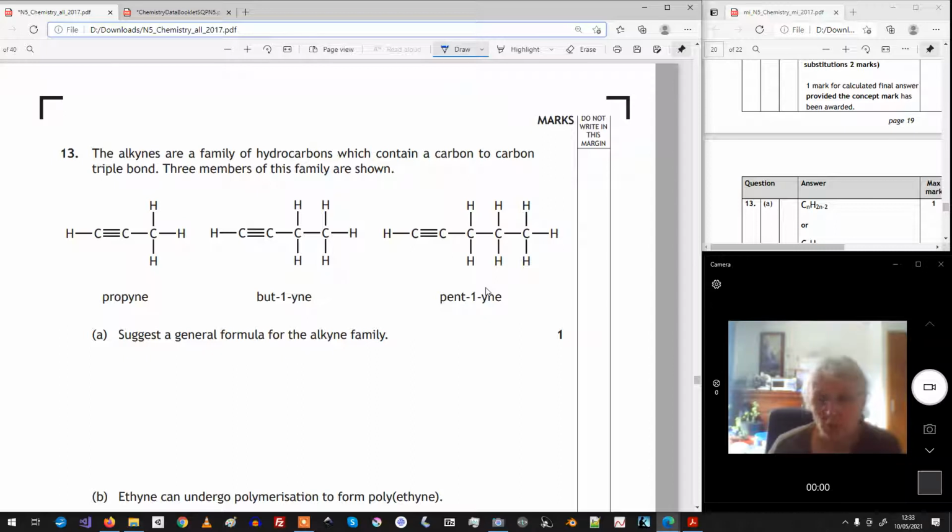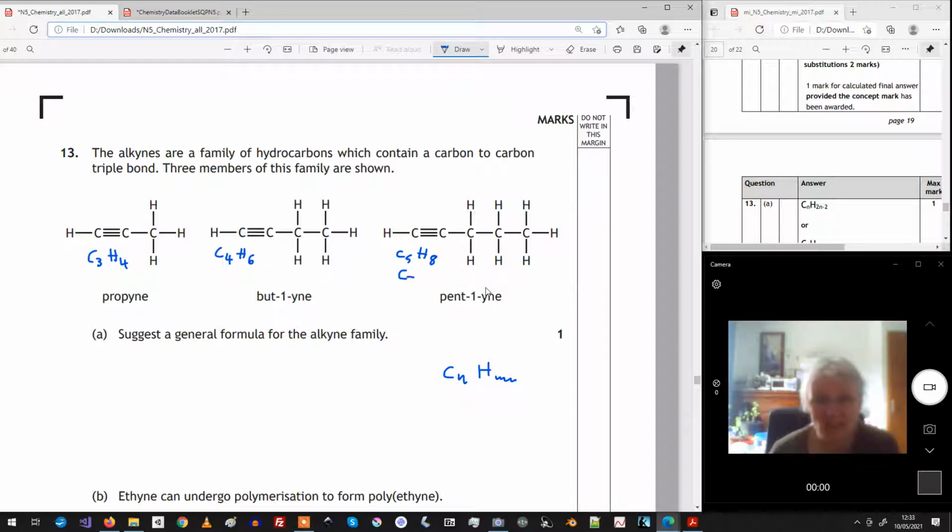So the general formula is the one that goes sort of CnH and then some sort of formula. The best way to do it is to write down how many carbons and how many hydrogens. C3H4, C4H6, C5H8. And there's a general sort of formula appearing here.